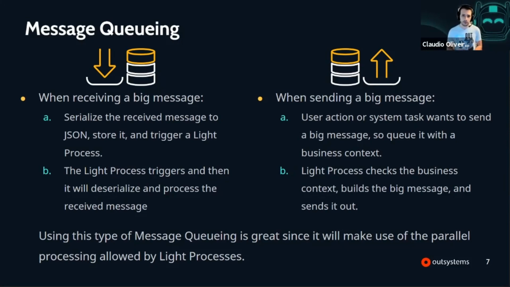The same thing can be done for outgoing messages. Whenever you want to send a lot of data to external systems, a user does something in your application that will trigger a light process in the background. That light process would be querying all the information needed to build the message that would be sent out to the external systems. That would give the user a good experience, since he would not have to wait for the system to perform that heavy task on his request. But it would also prevent the user from receiving error messages due to the external systems being down.